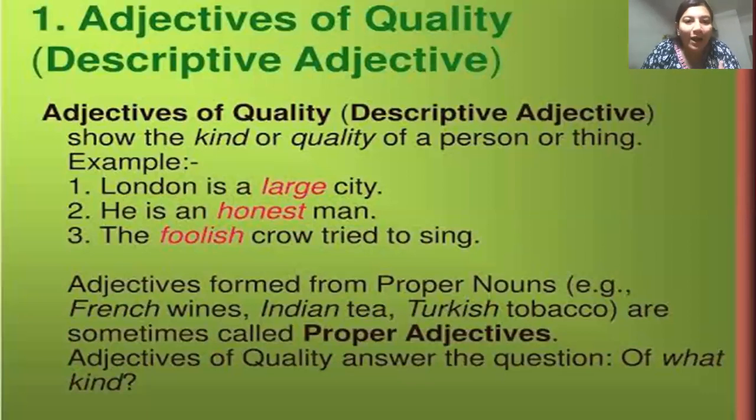And whenever you want to identify adjective of quality from the given sentence, you just need to ask the question of what kind. जिस भी noun के बारे में उस sentence में बात हो रही है, you just simply have to ask the question that that noun is of what kind, and you will get the answer of adjective of quality. Whatever word you will get in the form of an answer, वो होगा qualitative adjective or adjective of quality. It is also known as descriptive adjective because it describes, it gives us information about different qualities of a person or anything.